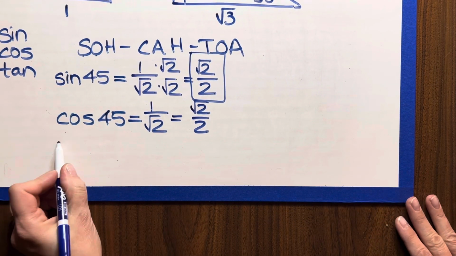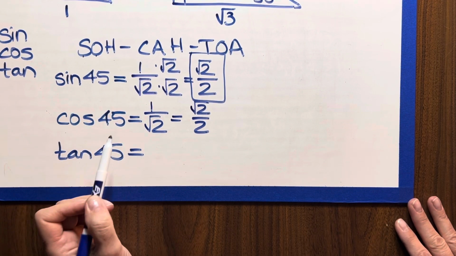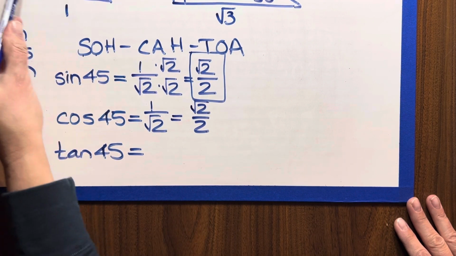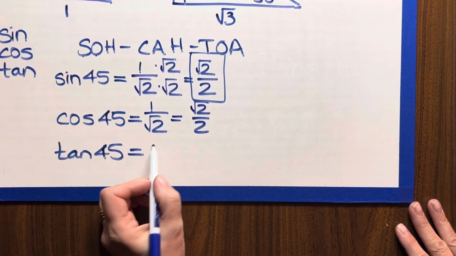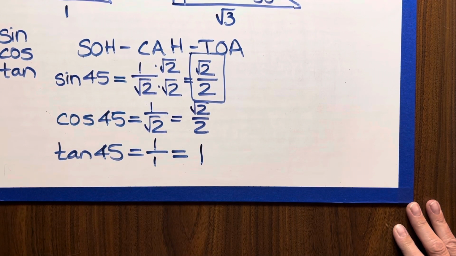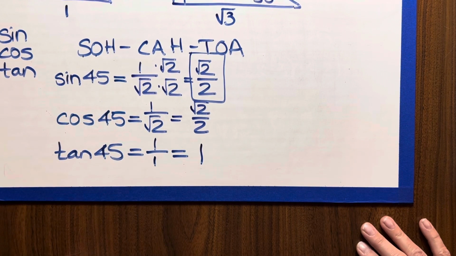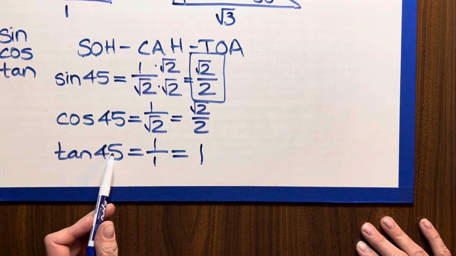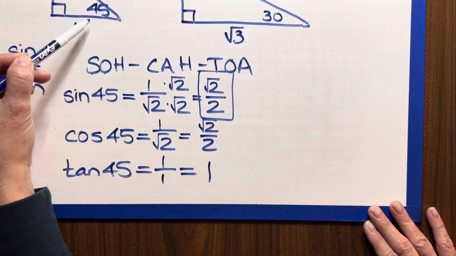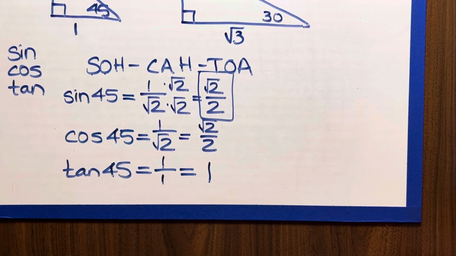My last value would be the tangent of 45 degrees. So the tangent is the opposite over the adjacent. So from here, opposite is 1, adjacent is 1. So the tangent is 1 over 1 or just 1. So these are our three values for sine, cosine, and tangent of a 45 degree angle. And since we have two of the same angle in this triangle, we don't need to do it for both. We'd get the same values for the other 45 degree angle.